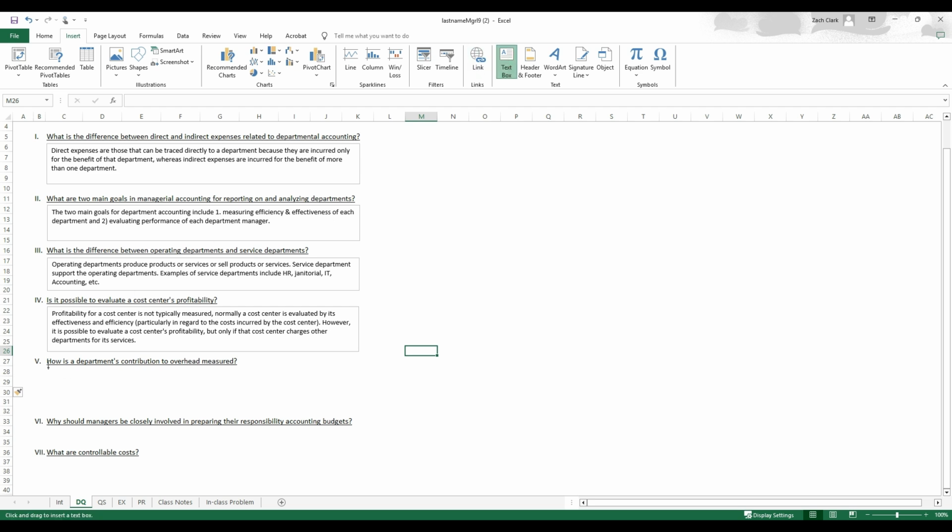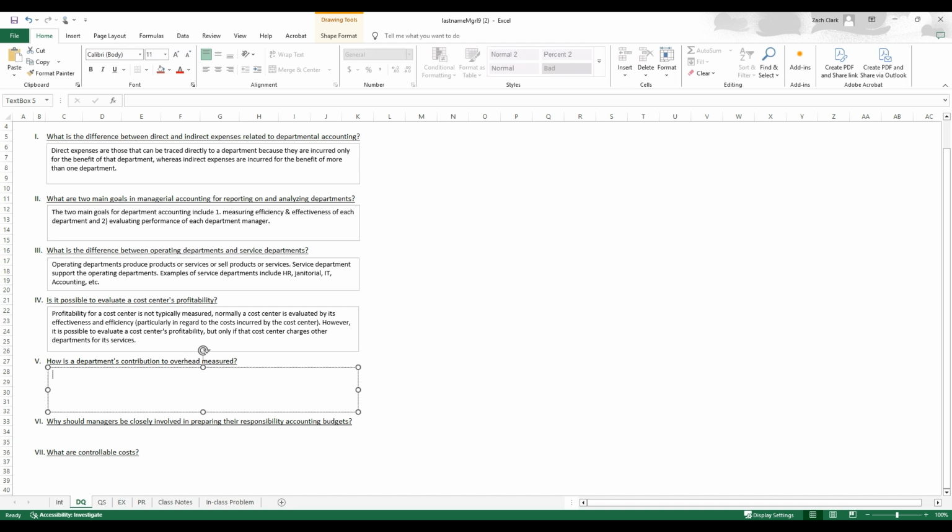But typically that's really kind of outside the norm, and the typical thing is just to evaluate the cost center on its efficiency from a cost perspective. Okay, how is the department's contribution to overhead measured? Okay, so sales less the department's direct expenses. So remember, it would say direct expenses always include cost of goods sold plus other direct costs.